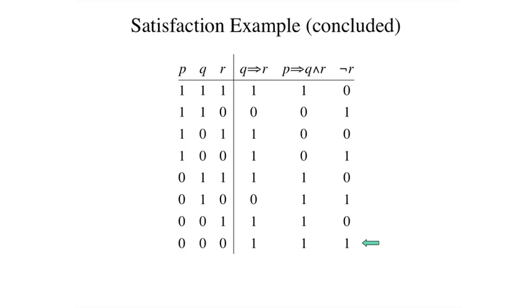When we're done, we notice that there's just one row in which all of our sentences are true, namely the truth assignment that makes all proposition constants false. Of course, the satisfaction procedure does not always terminate with a single truth assignment, as in this case. Sometimes there can be more than one. Sometimes there can be no truth assignments whatsoever.